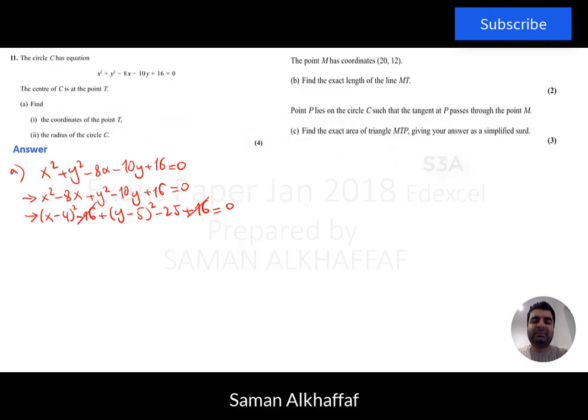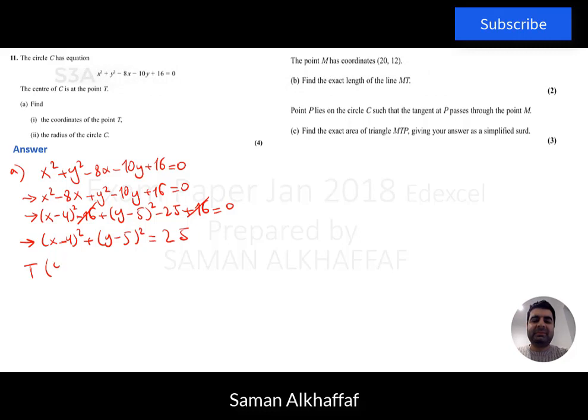So that will give us the equation being x minus 4 squared plus y minus 5 squared, and we will move the minus 25 to the right hand side, so that gives equal 25. From here we can see the coordinates. The T coordinate will be the x: because it's x minus 4, the x coordinate of the point is 4.